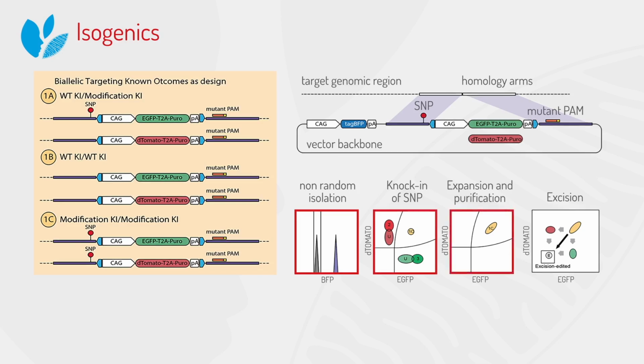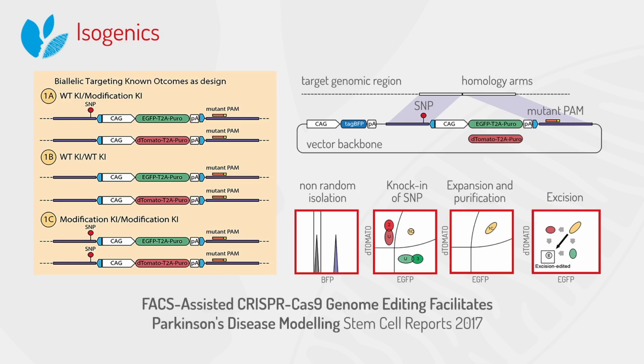Once we have a stable culture with a purified cell population, we just remove the fluorescence, leaving in the genome of those specific cells the mutation that we wanted to introduce. If you would like to see more information, please refer to this publication.